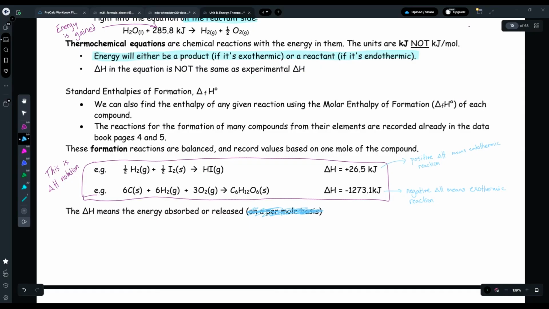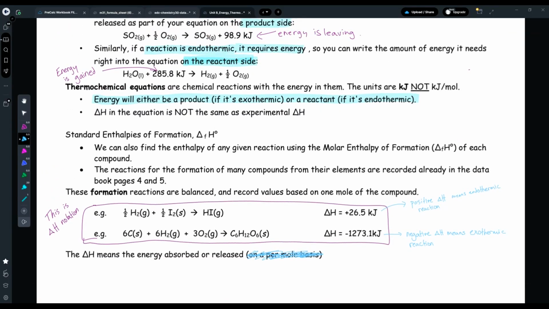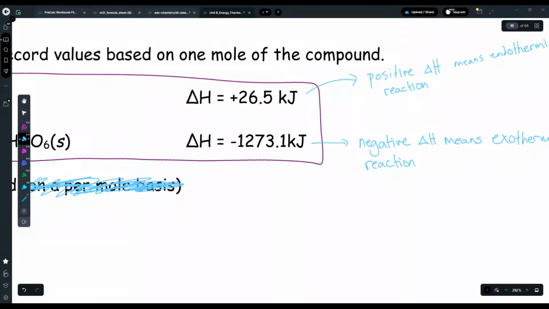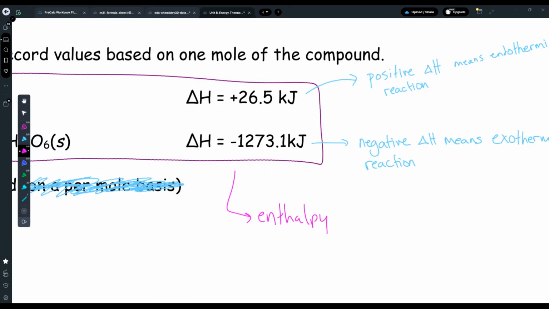Again, the main distinguisher between thermochemical equations and change in enthalpy notation is that for a thermochemical equation, the energy term is written right into the chemical equation, whereas for delta H notation, or change in enthalpy notation, the change in enthalpy is written separate from the chemical reaction. So you do need to know the difference between the two.